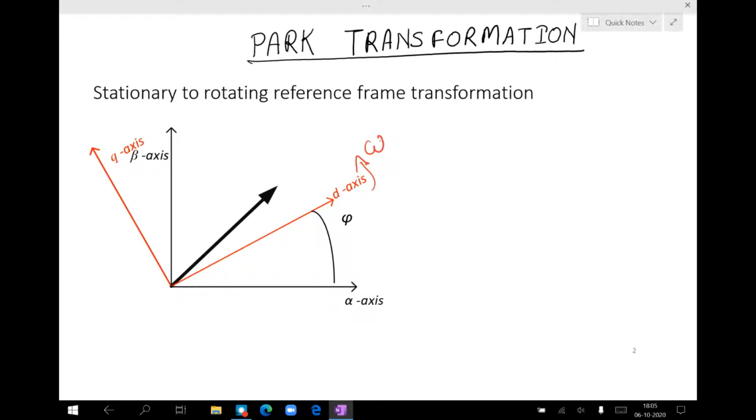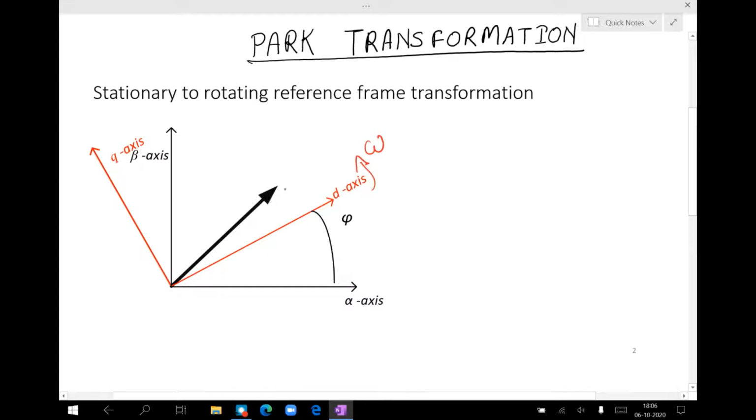The angle between D axis and alpha axis is given by phi. Alpha axis and beta axis are not moving, but D axis and Q axis are moving. Now how do we transform a phasor represented in alpha beta reference frame to a phasor represented in DQ reference frame? For that, let us take an example phasor which is shown by thick black arrow.